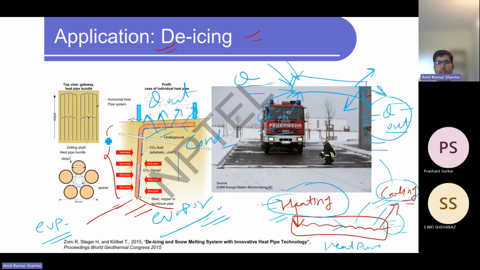So don't get confused by the heating and cooling, because that's why I was talking about heating and cooling only. Because when you think about cooling at the condenser end, how will the ice melt by the cooling? So I'm not talking about the overall cooling. I'm talking about the cooling of the condensate. That is the main funda.